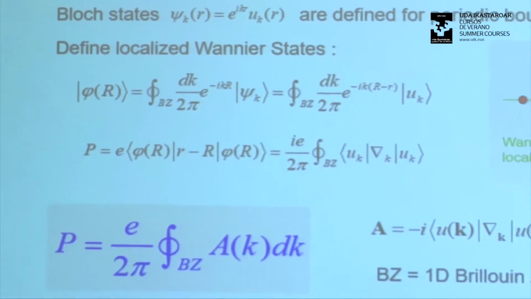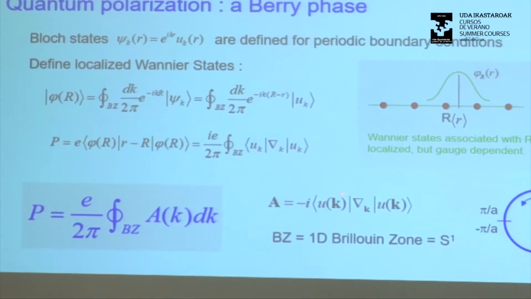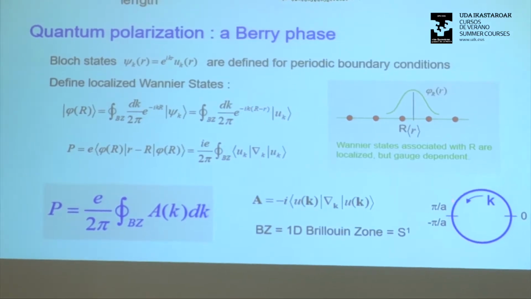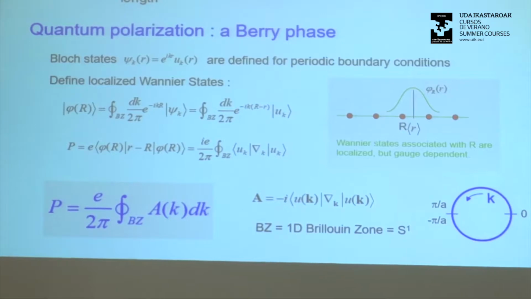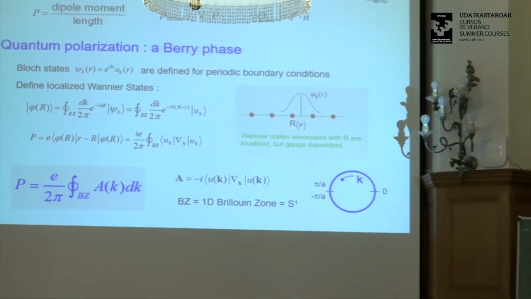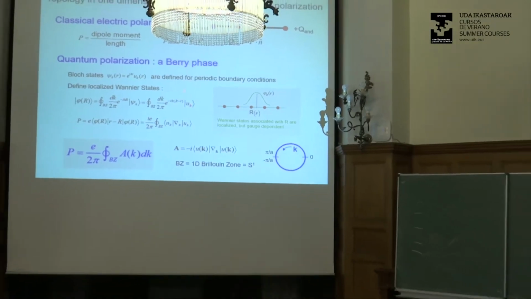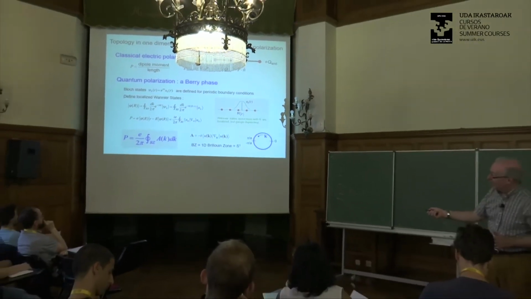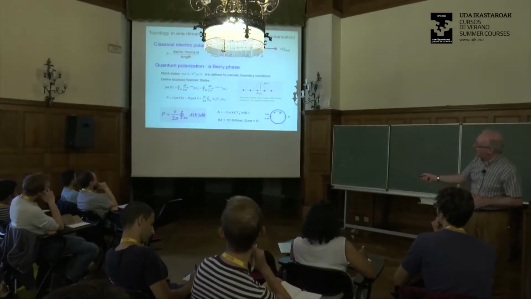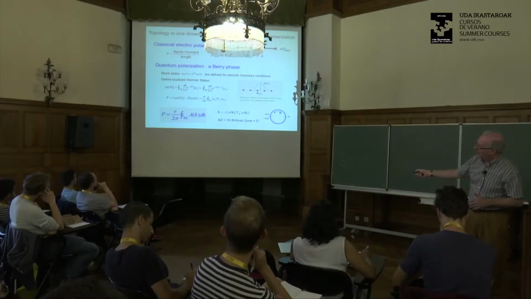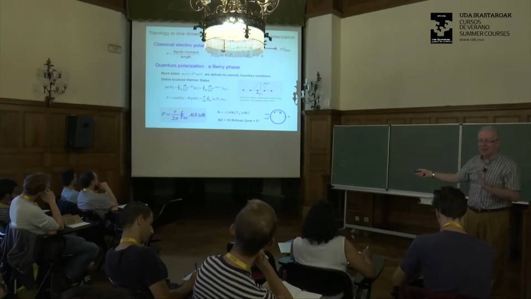In one dimension, the Brillouin zone is a circle. So what we are computing is the Berry phase of the Bloch states going around that circle. Now this is all nice and beautiful, but there's a little bit of a problem. I told you this Berry connection is not gauge invariant, and actually the loop integral of the Berry connection is not quite gauge invariant either.